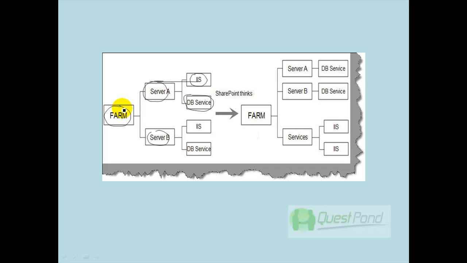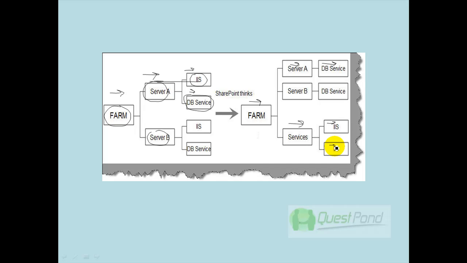But the visualization I have explained now is more of a farm. It has servers, and servers have services, right? But SharePoint makes a bit of a tweak here. It says farm, servers, and every server has database instances or database services. And on the other side of the collection, it says that farms have services and services have the IIS service. So SharePoint gives a bit of a tweak when it starts thinking in terms of farms.